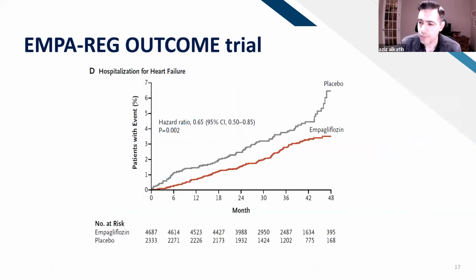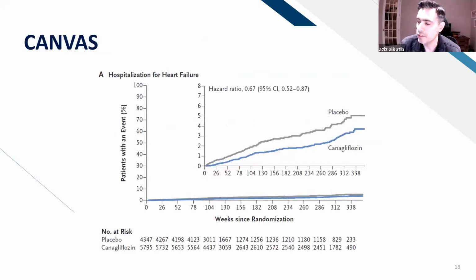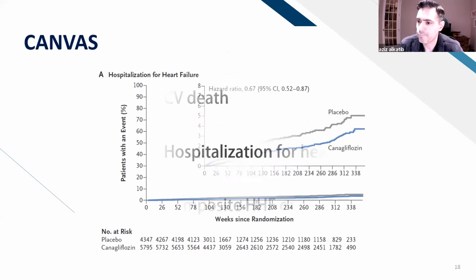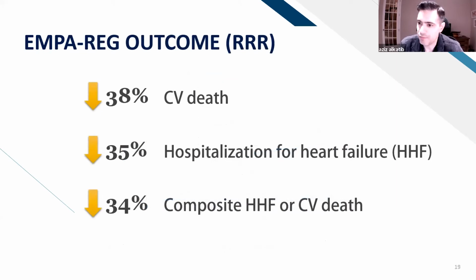Back to the EMPA-REG outcome trial, an interesting and profound finding was that there was a significant protection from hospitalization for heart failure. Okay, now remember, this was not a heart failure study per se. A low number of patients reported a history of heart failure at baseline, but nonetheless, there was a risk reduction in patients whether or not they had any history of heart failure at baseline. They were protected from hospitalization for heart failure. And again, the same finding in the Canvas trial with a reduction in hospitalization for heart failure. So to summarize, we see some profound positive effects here from the EMPA-REG outcome trial with a 38% relative risk reduction for cardiovascular death, 35% risk reduction of hospitalization for heart failure, and a 34% relative risk reduction of the composite of the two.